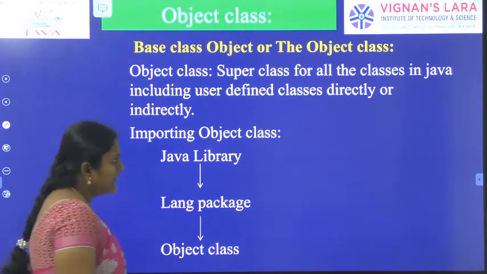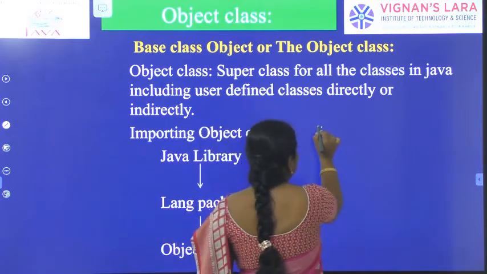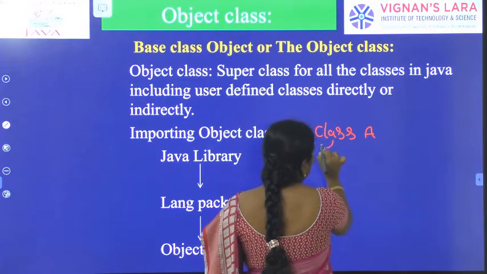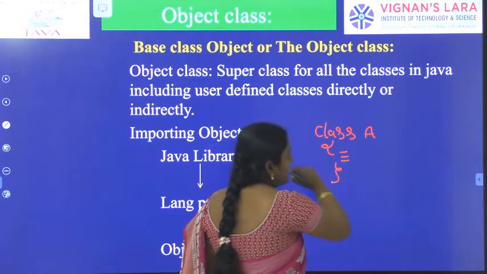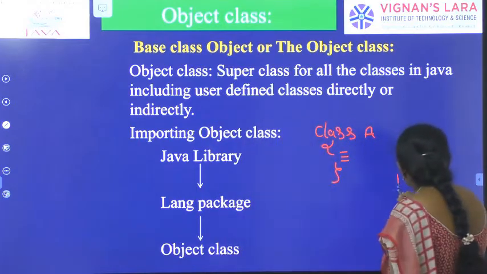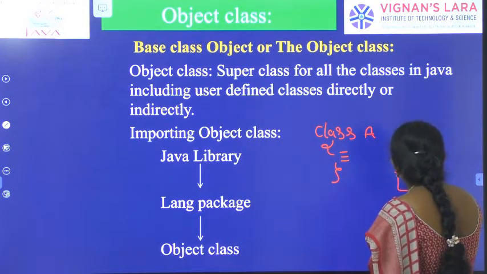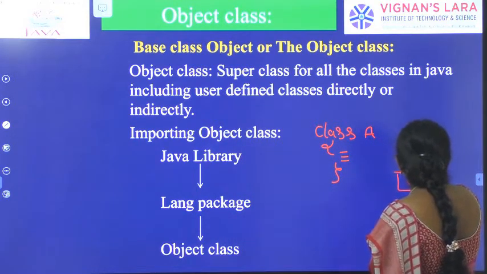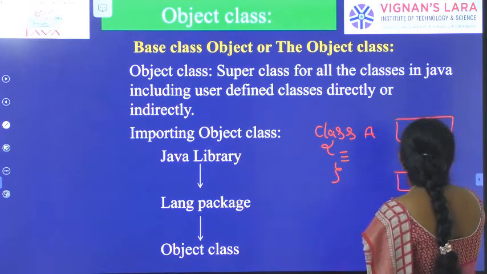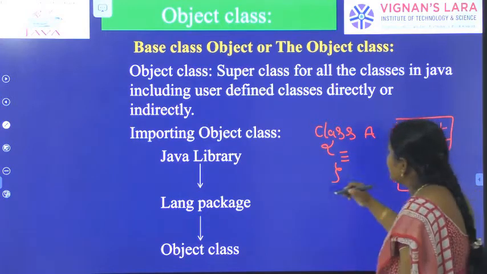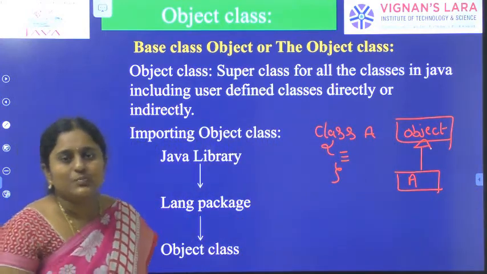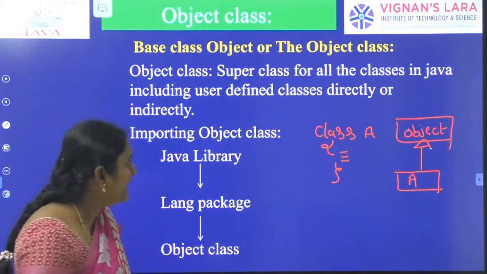Suppose one class is there, class A. This class does not extend any other class, so by default it extends the Object class. Here A is the subclass and Object is the superclass. Object is the root class for every class.